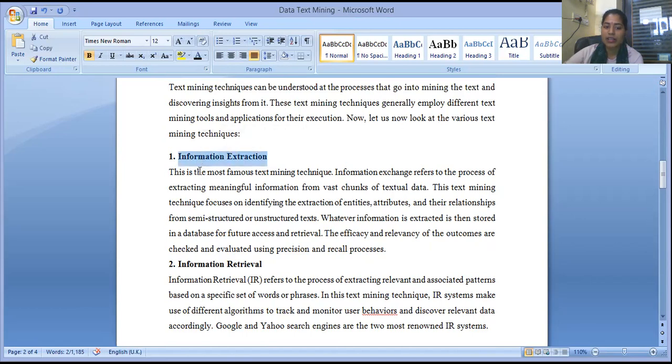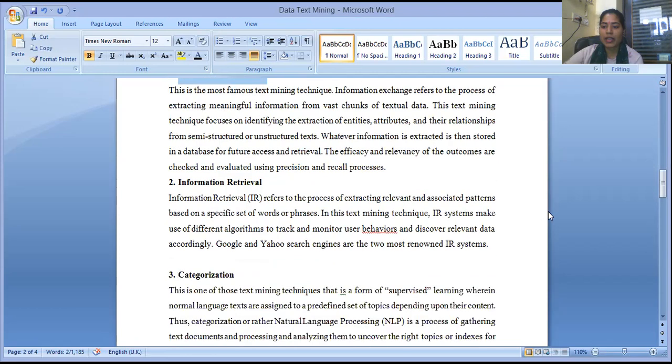Information extraction. This is the most famous text mining technique. Information extraction refers to the process of extracting meaningful information from a vast amount of textual data, and this technique focuses on identifying and extracting the entities, attributes, and their relationships from semi-structured or unstructured text data sets. So the efficiency and relevancy of outcomes are checked and evaluated using the precision and recall processes. Clear?